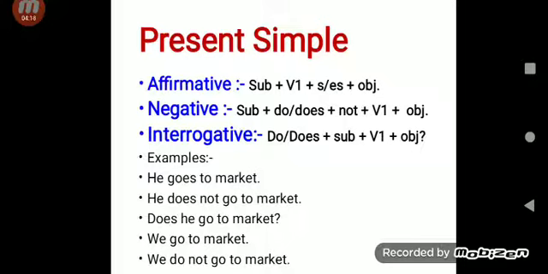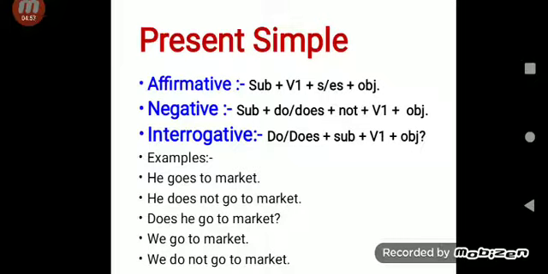He goes to market. Here he is a subject, go is a verb, and we added s or es. Then to market is object. And another one: he does not go to market. He is a subject, go is the main verb, does is an auxiliary verb, then not, then go to market is object. Does he go to market? We go to market. We do not go to market.